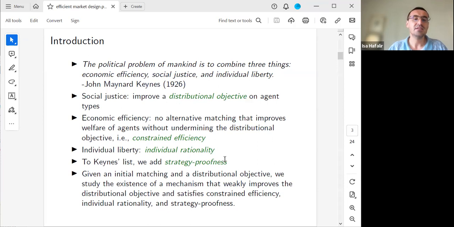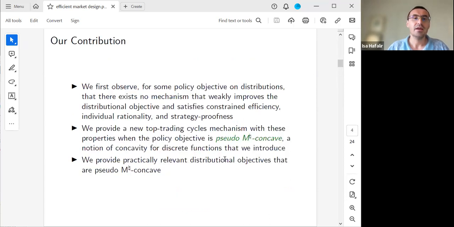So in a sentence, what we do in this paper is as follows. Given an initial matching and a distributional objective, we study the existence of a mechanism that satisfies these four properties. What are these properties? Weakly improving the distributional objective with respect to the initial matching, satisfying constraint efficiency, individual rationality, and strategy proofness. Our contribution is that we first observe that for some distributional objectives, this is not possible. There exists no mechanism that satisfies these four properties.